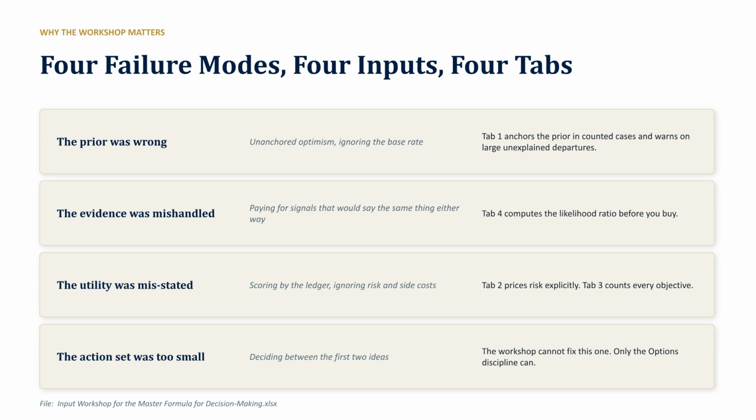Understanding these tabs helps you avoid the 4 primary failure modes of decision-making. We use specific disciplines for each: anchoring priors in reference classes, computing likelihood ratios, pricing risk explicitly, and properly weighting objectives. While the workshop fixes these inputs, the option set remains your responsibility.